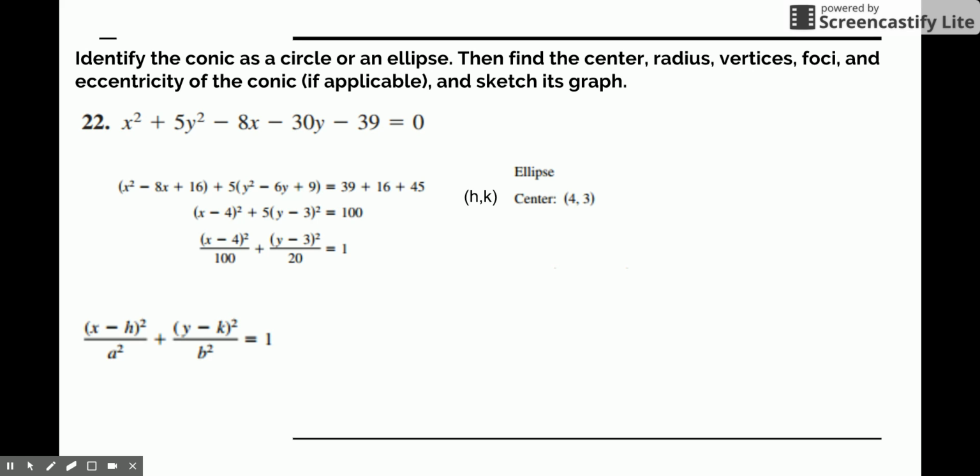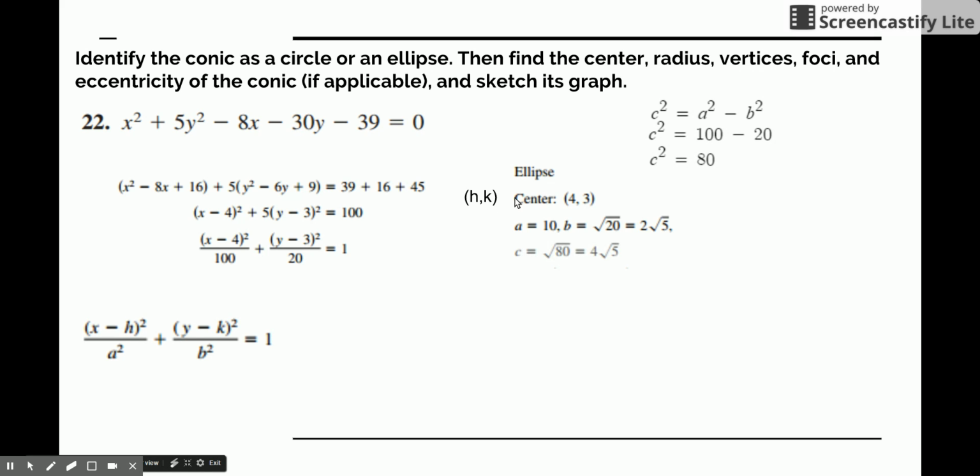So now you get the center. So the center would be 4, 3. And the next thing you want to do is find out a and b. So a is the square root of 100, because it's a squared. And b is going to be the square root of 20, which is also 2 rad 5. So then you can find the foci, the distance from the center, which is c, and you just plug everything in. You get c squared equals 80, which is c equals 4 rad 5.